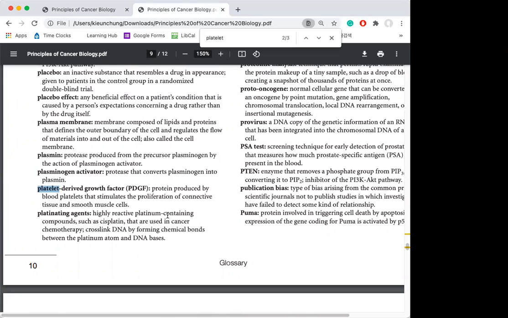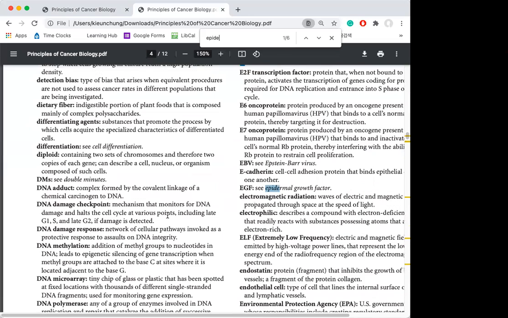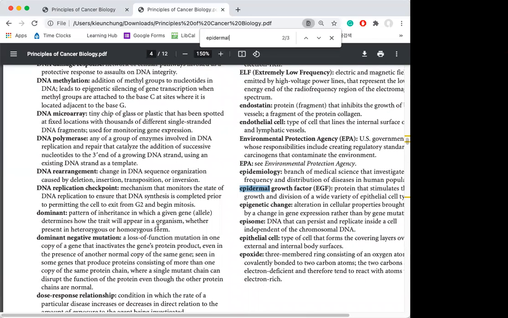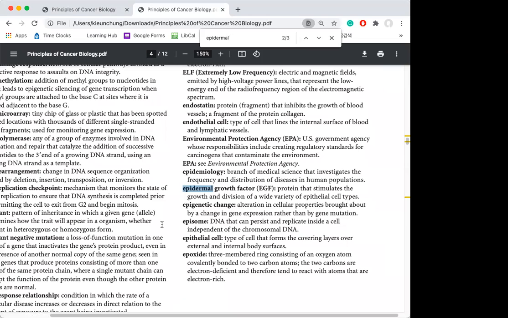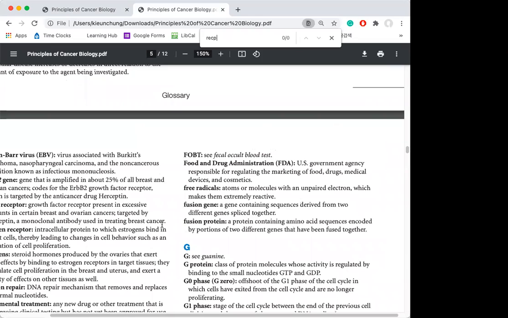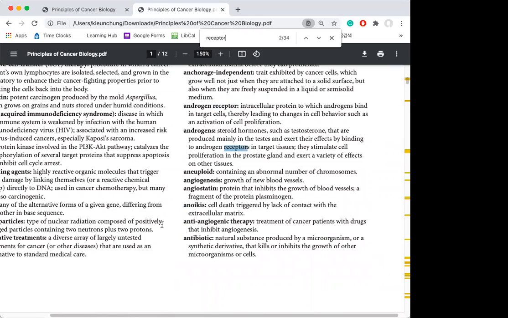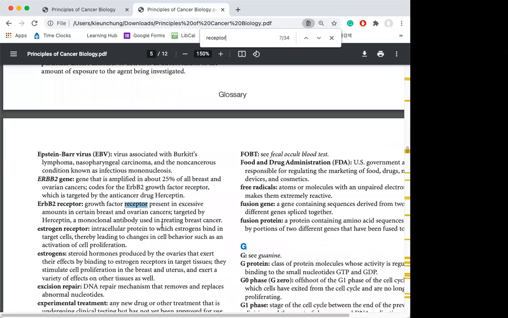Platelet-derived growth factor, PDGF: protein produced by blood platelets that stimulates the proliferation of connective tissue and smooth muscle cells. Epidermal growth factor, EGF: protein that stimulates the growth and division of a wide variety of epithelial cell types. Receptor.